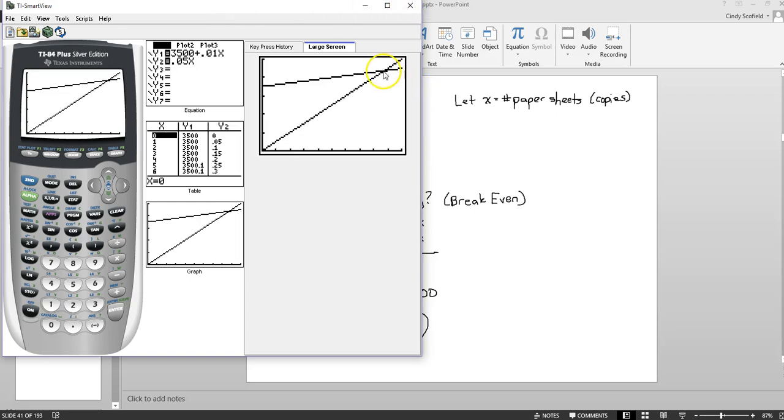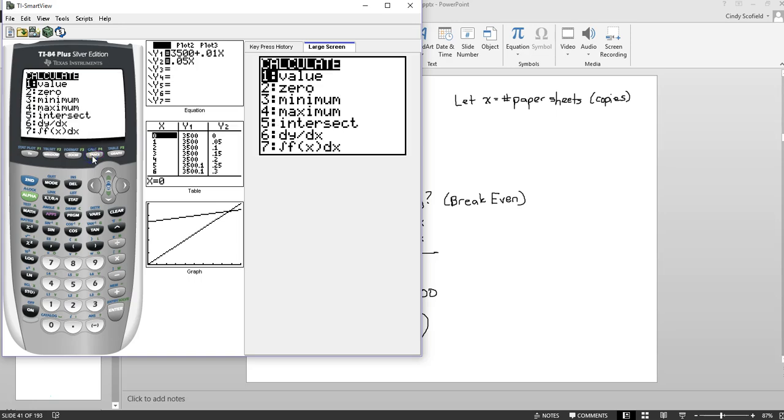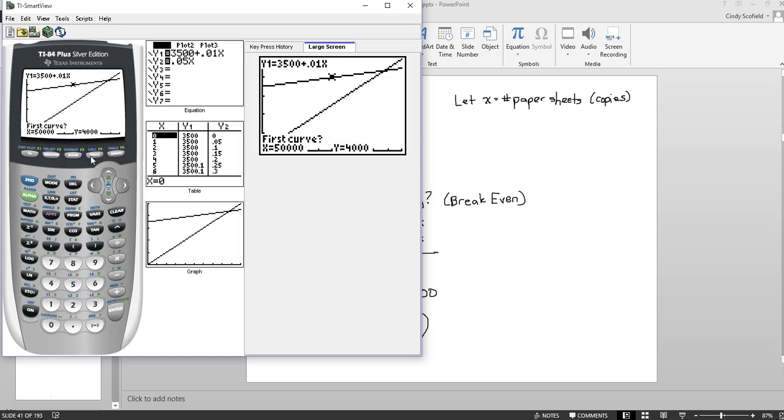And there's my intersection right there. So second trace, let me calculate intersection, number 5. Okay, cursor's blinking on one of the lines, so I'll go ahead and hit enter. Cursor's now blinking on the other line, so I'll go ahead and hit enter, and then enter to guess.